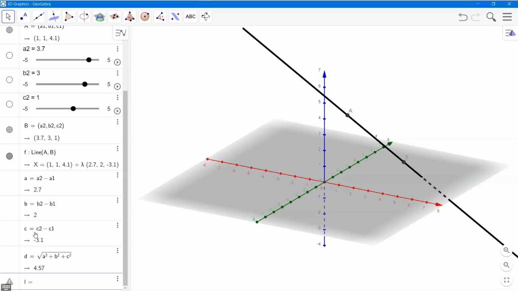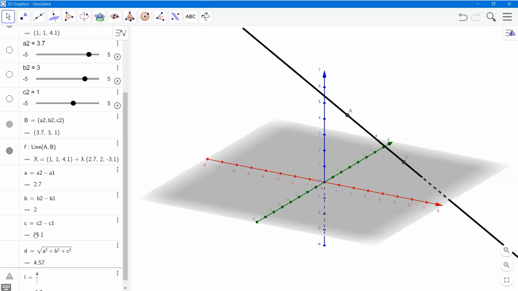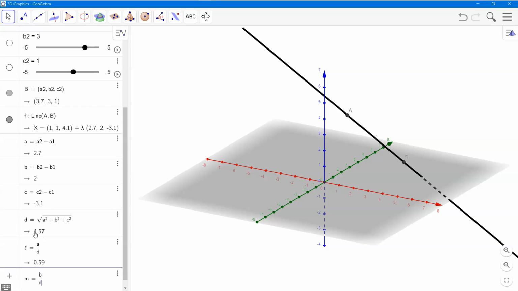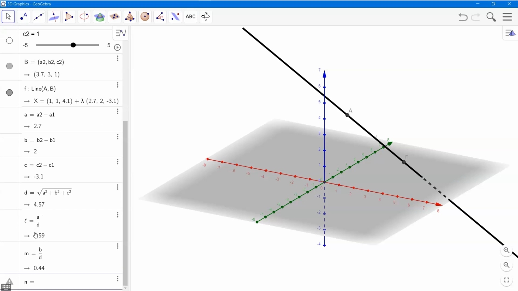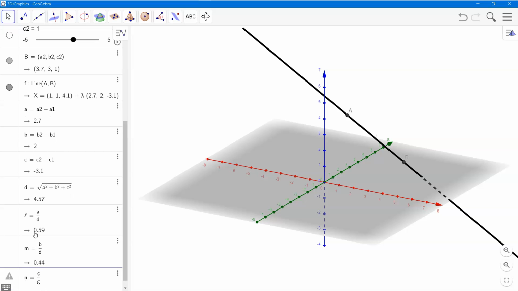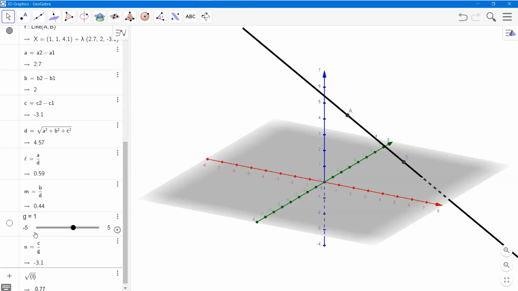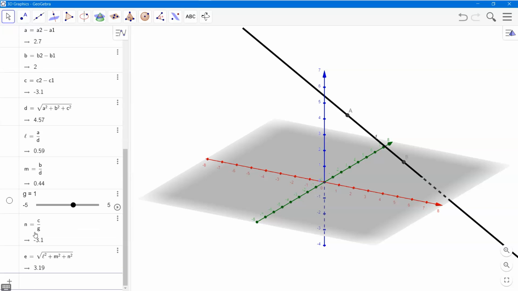So L is equal to A by D, M is equal to B by D, N is equal to C by D. Okay, and we require the square root of L square plus M square plus N square. Okay, so now we have got the direction cosines of the line.